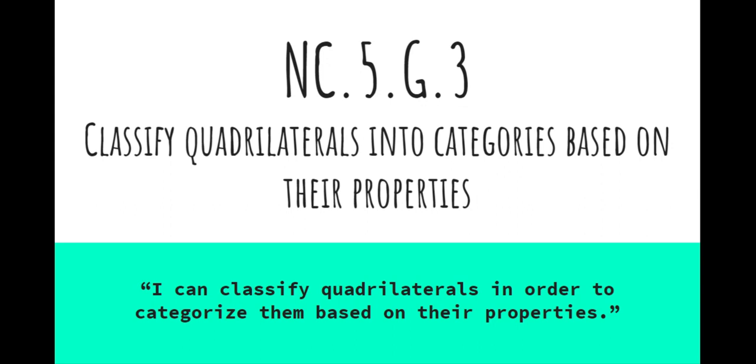This video, of course, is looking at a 5th grade lesson on classifying quadrilaterals based on their properties. As you can see, NC 5G3 is the North Carolina Common Core Standard for classifying quadrilaterals into categories based on their properties. We also have an I can statement at the bottom there. Just so you know, this is part 2, a continuation of a previous video on classifying quadrilaterals, and we're looking into angles of quadrilaterals. We're going to talk about one specific shape today, so definitely go back and watch the previous videos for a better understanding.